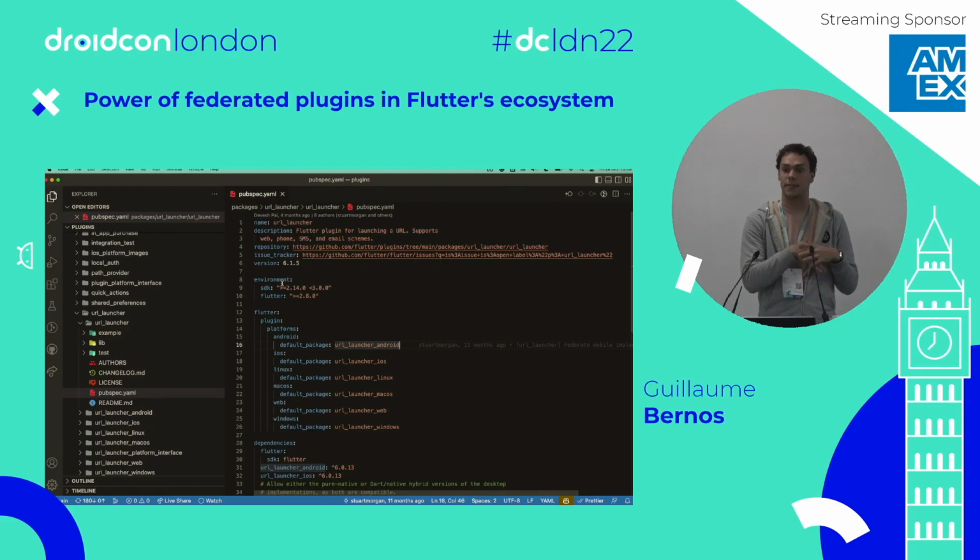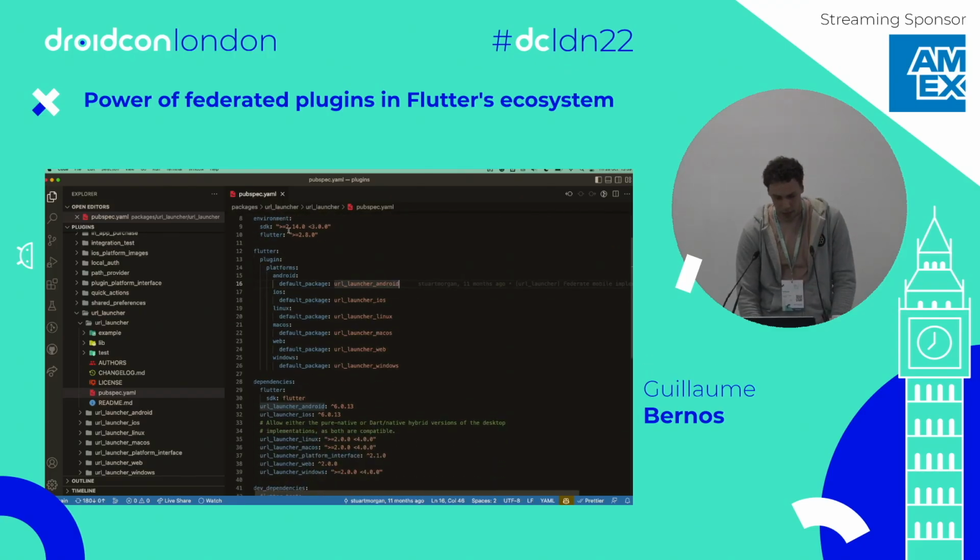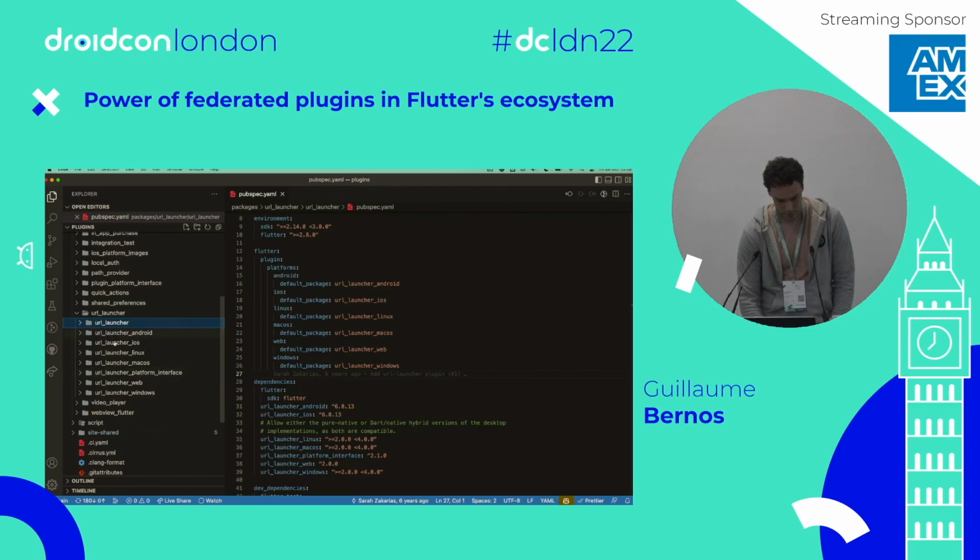So this is pubspec.yaml, a file that describes everything in the package. We have the names, the description, where you can report issues. This will be all the information you can find on pub.dev. And here you will have this part, which defines for each platform where you have to find the native code to make it work. As you can see, for Android, it's URL launcher Android, and for each platform, it's practically the same.